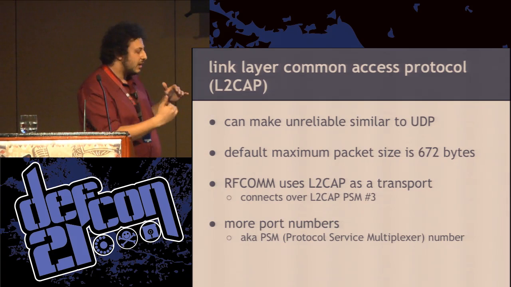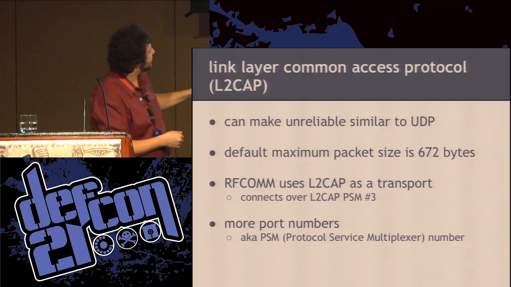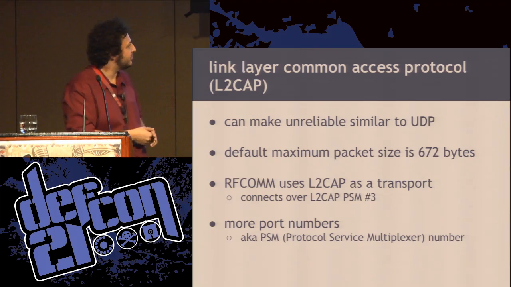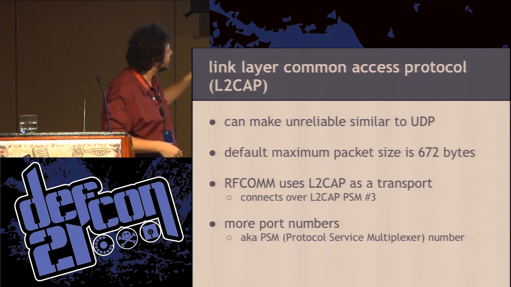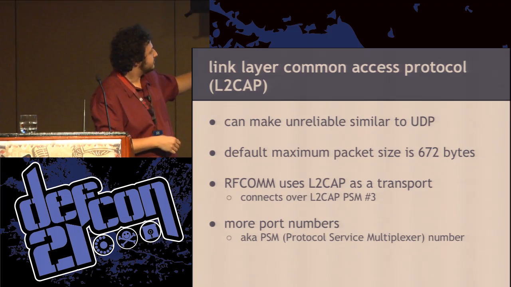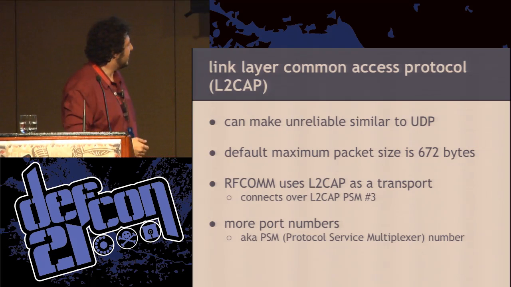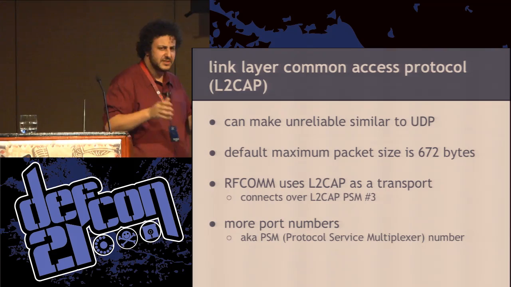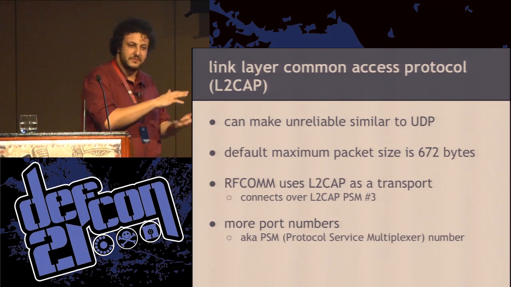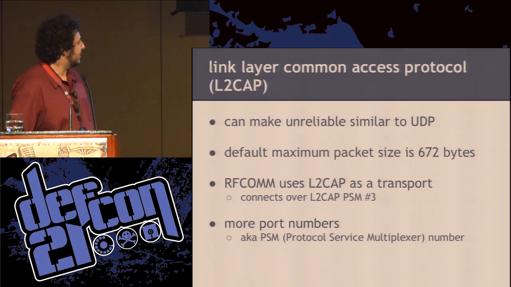Okay, L2CAP underneath RFCOMM. So you can make it unreliable like UDP, but that's not really in the interest of this stuff. And then the default maximum packet size is 672 bytes, so you can send them over in chunks. And then RFCOMM sits on top of L2CAP. So there's a PSM or a channel number 3 in L2CAP, which RFCOMM runs over. And it has way more port numbers. So I scan up to 65,000, and somewhere people advertise as like 40,000, and it's all the odd numbers, which is weird that you just have odd port numbers, but it's a weird protocol.